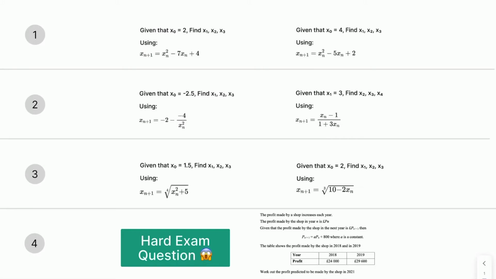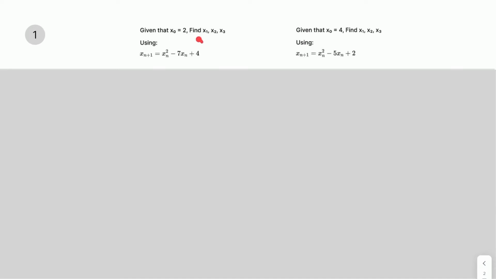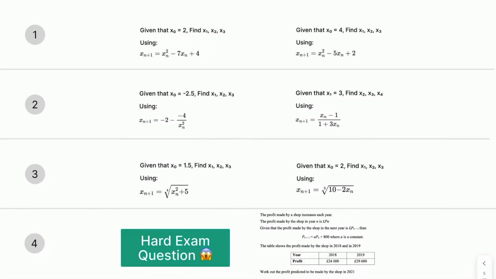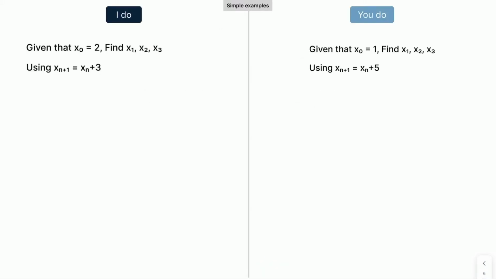So in this video, we're going to look at different types of exam questions you could face around iterative processes. We're going to start with simple examples like this one, and then move on to looking at some fractions and then some roots, and finally finish off with a very difficult exam question that's come up on this topic. So the way my videos work, I'm going to do the example on the left. You're then going to press pause and I've got the example on the right.